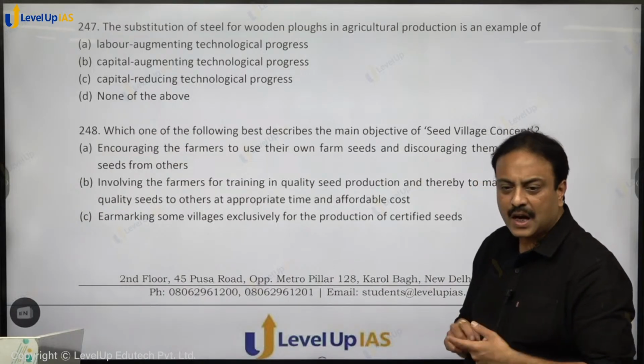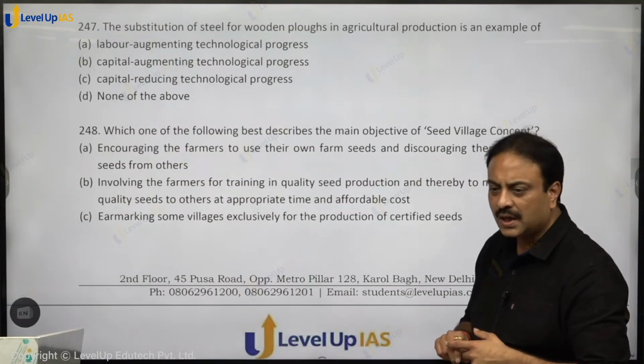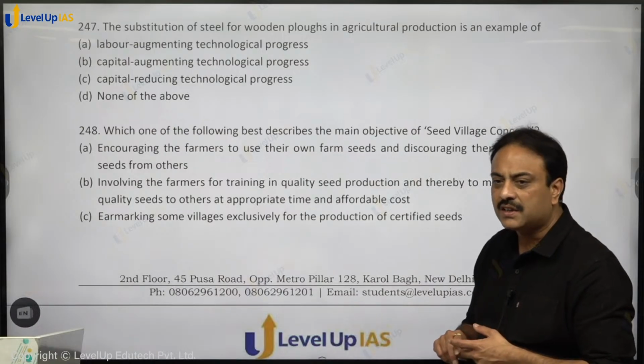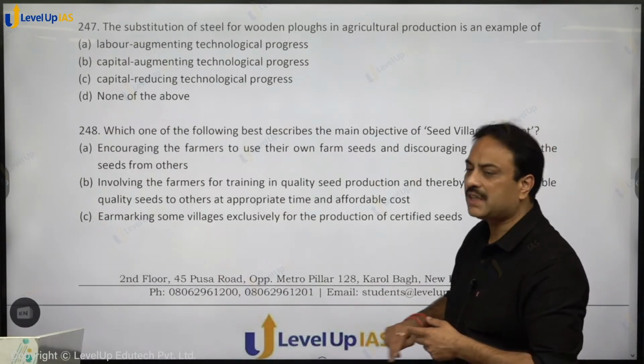It is increasing the capital. So it is a capital augmenting technological process that is taking place in Indian agriculture, right? So option B for boy shall be the right answer.